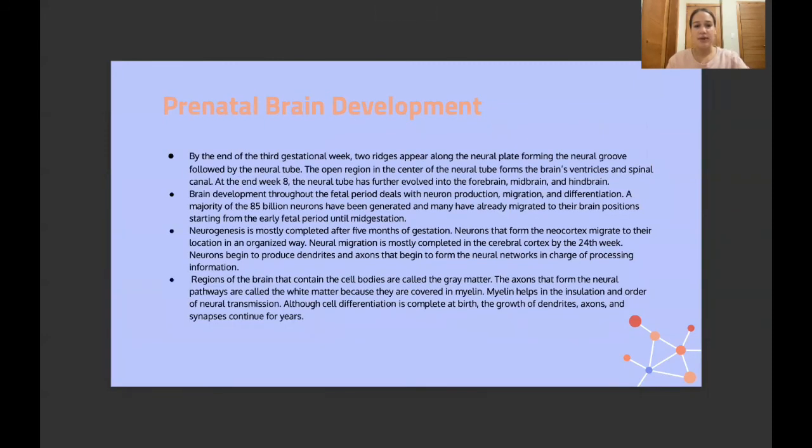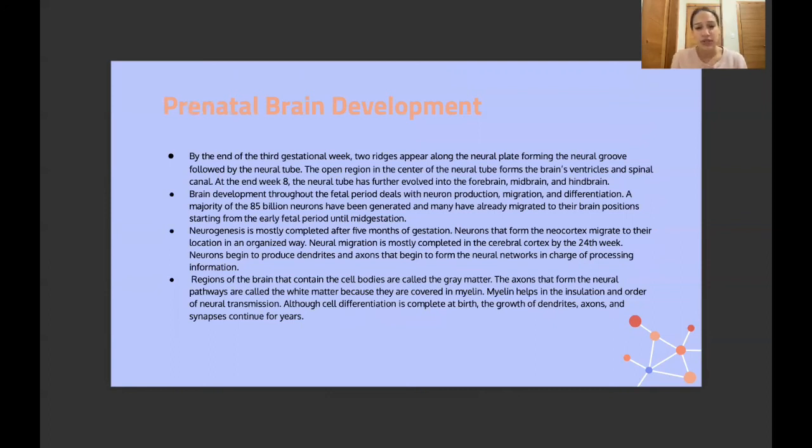Prenatal brain development. By the end of the 3rd gestational week, 2 ridges appear along the neural plate, forming the neural groove, followed by the neural tube. The open region in the center of the neural tube forms the brain's ventricles and spinal canal. At the end of week 8, the neural tube has further evolved into the forebrain, midbrain, and hindbrain. Brain development throughout the fetal period deals with neuron production, migration, and differentiation. The majority of the 85 billion neurons have been generated, and many have already migrated to their brain positions starting from the early fetal period until mid-gestation.